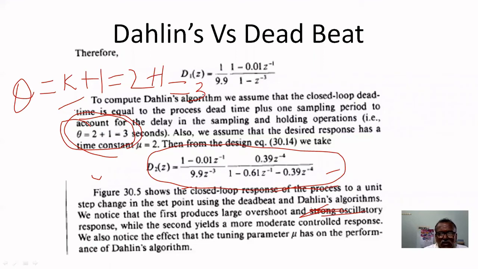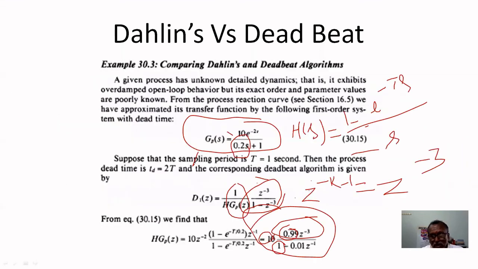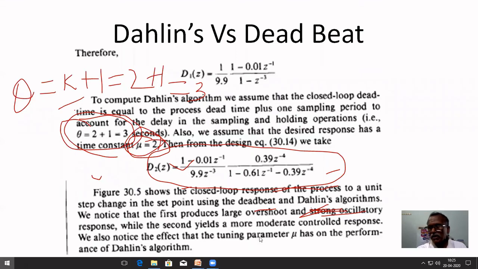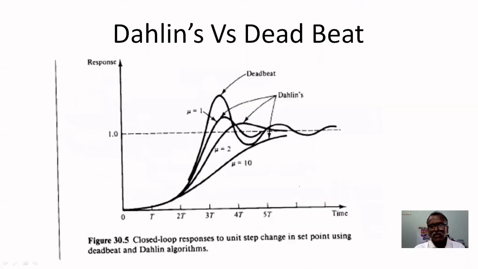This is Dhalin's controller with mu equal to 2. What is the time constant of the open loop system? 0.2 only. But here we selected a large value of mu, 2. Therefore, definitely it will be a sluggish response. You see that if you choose mu equal to 2, this is the response with mu equal to 2.